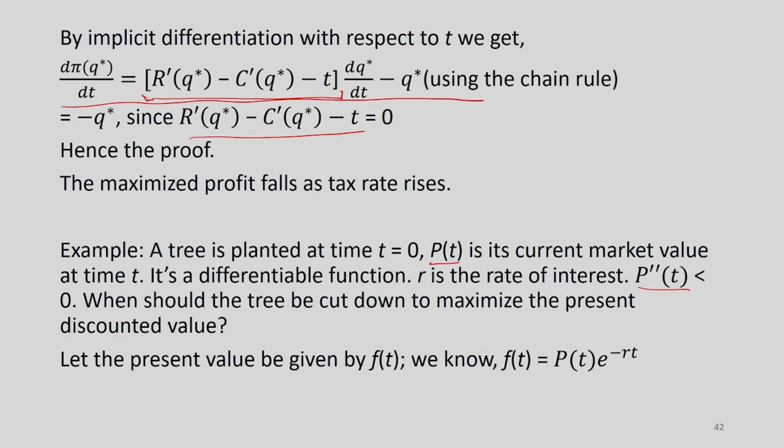Let us suppose that F(t) denotes the present discounted value, or present value, of the tree. So F(t) should be equal to P(t) multiplied by e to the power minus Rt. P(t) is the current market value of the tree at time t, but if we want to find the present discounted value standing at point 0, then it will be P(t) multiplied by e to the power minus Rt, where R is the rate of interest.